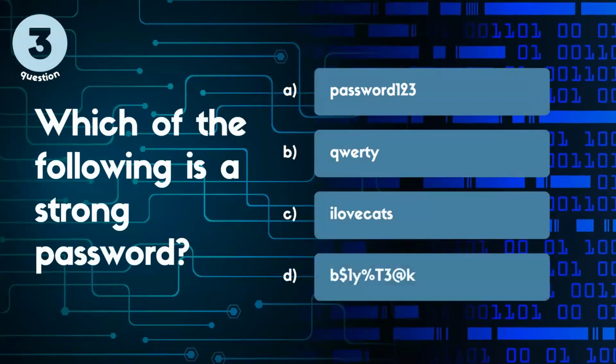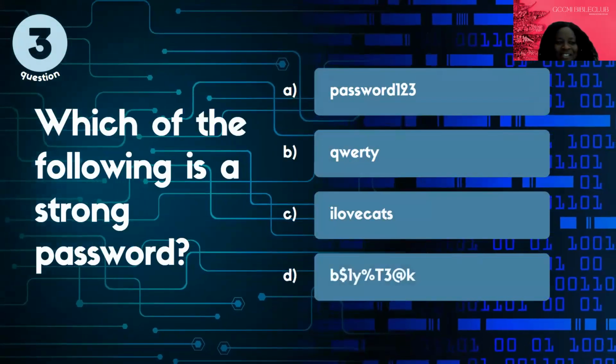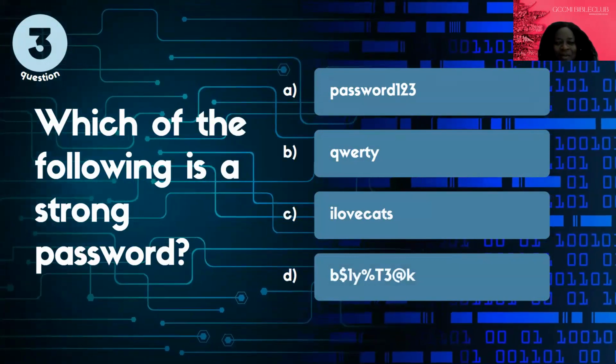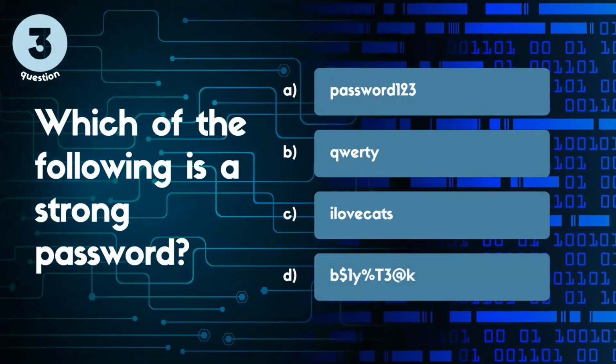The next one says, which of the following is a strong password? Let's quickly look at it. Is it A, is it B, is it C, is it D? If you love dogs, people will guess when you put "I love dog". So who will get this one? A person must be really, really crazy to be able to get this one.